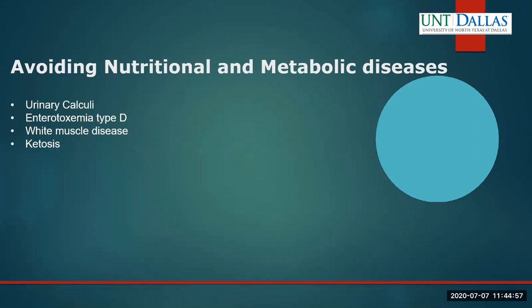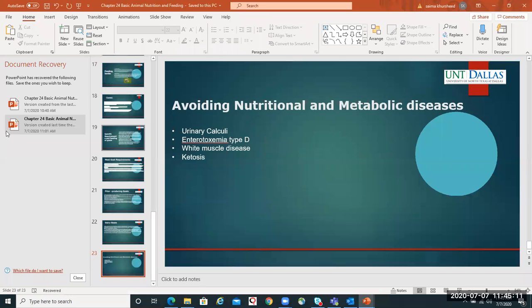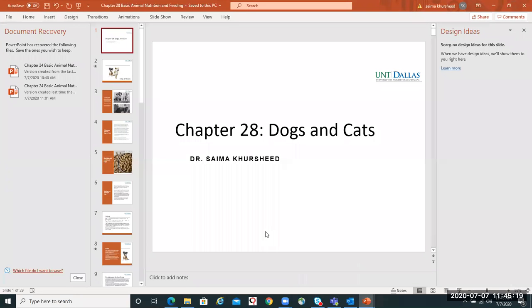So that was all about the different kinds of nutritional and metabolic diseases. So let's move to the other chapter. That's dogs and cats, chapter 28.